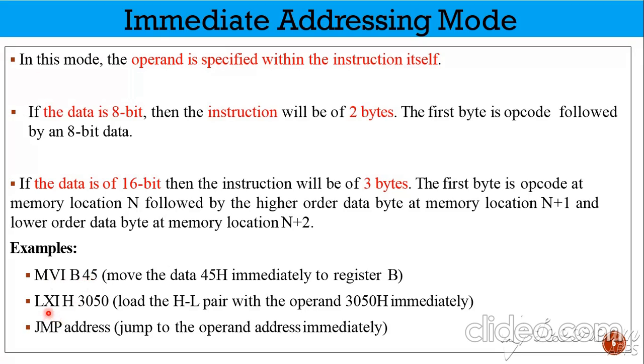Here it is LXI H, 3050. That indicates the data 3050 has to be moved to the HL pair, where 50 will be moved to L first, and 30 will be moved to H. So that is the immediate addressing mode.